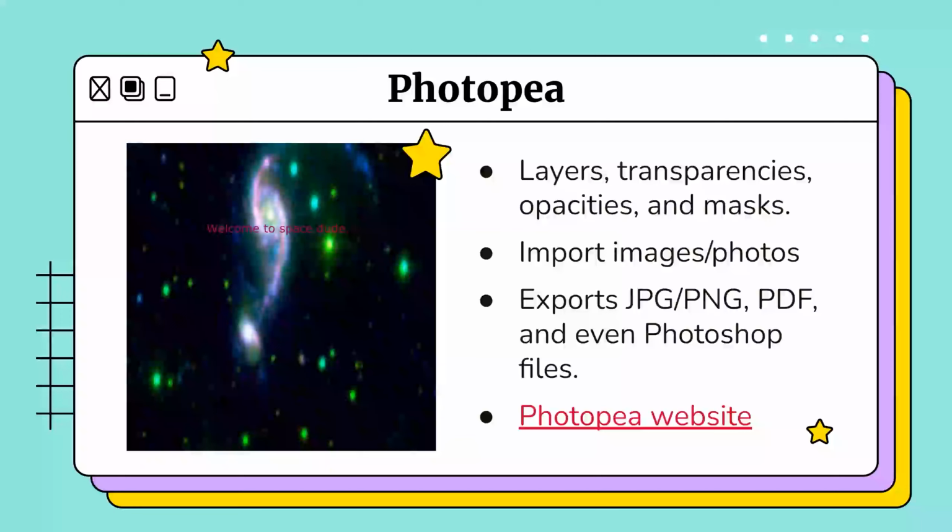Photopea is made by a single developer who basically was like Photoshop, but make it free and make it online. This is Photoshop inside of a browser. It supports multiple layers, transparency, opacities, and even masking. You can import images, you can export your images, you can export even PDF and Photoshop files. So even if you wanted to scaffold starting in Photopea and then bringing it into Adobe later on, that pipeline is possible. But it's just really, really robust.